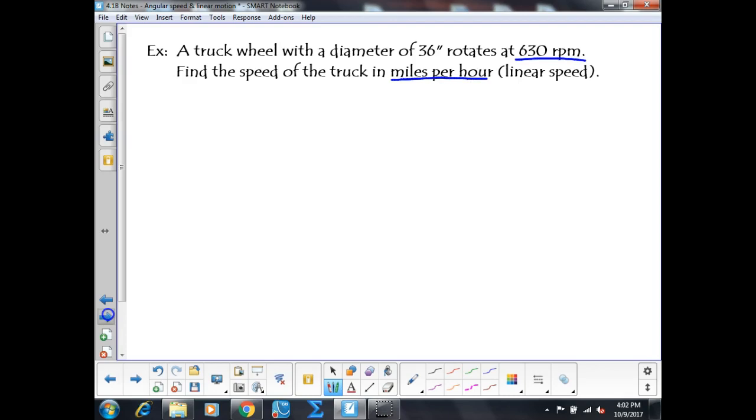So first of all, we want to think about what kind of speed I am starting with. Where am I on the speed chart? And I look at my units and I have 630 revolutions per minute. So that tells me that I am going to be in rotational speed at the top of the chart.